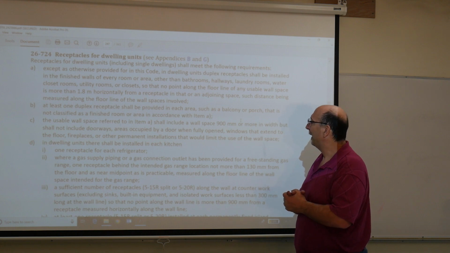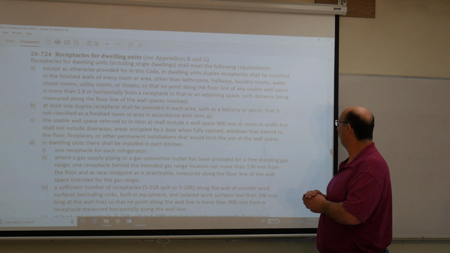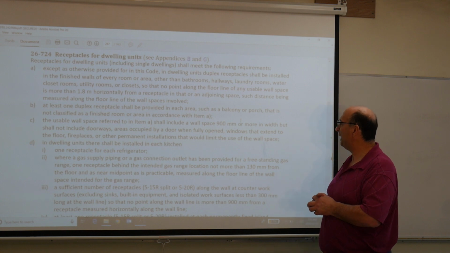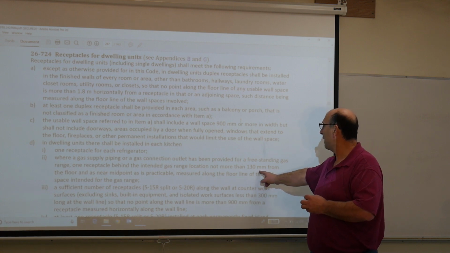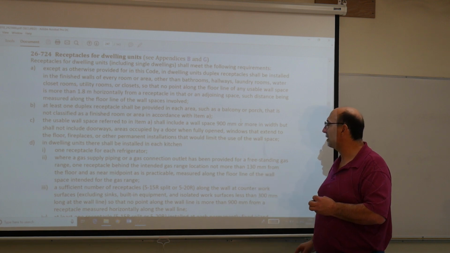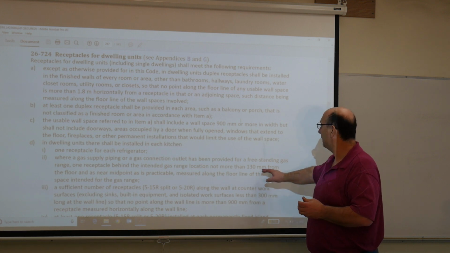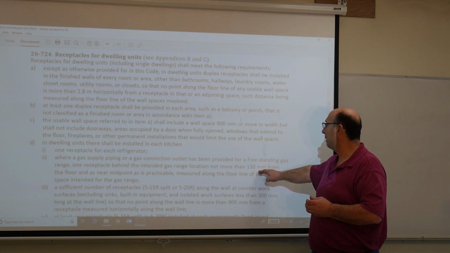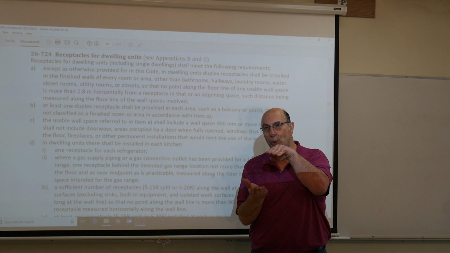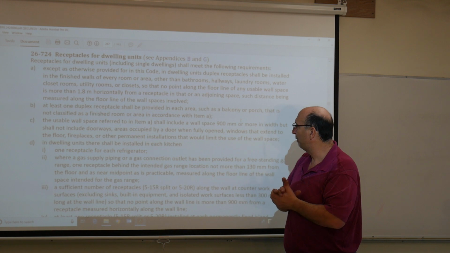Item 2. Where a gas supply piping or gas connected outlet has been provided for a freestanding gas range, one receptacle behind the intended gas range located not more than 130 millimeters from the floor and is near midpoint and is practicable, measured along the floor line of the wall. So the intent is not more than 130 millimeters from the floor. It's because you want your receptacle within that lower cavity of the receptacle where it's nice and open, not above.